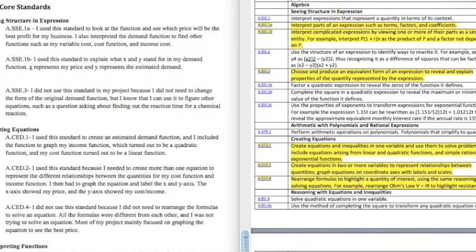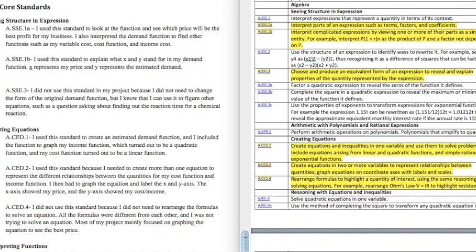Now we have A-SSE 3. So we have to choose and produce an equivalent form of an expression to reveal and explain properties of the quantity represented by the expression. So what that means is that we just need to choose and produce an equivalent form of the expression to reveal the different properties that are shown in that expression.